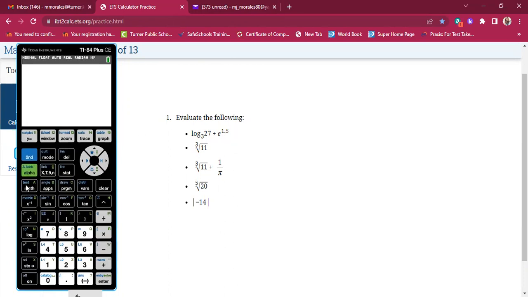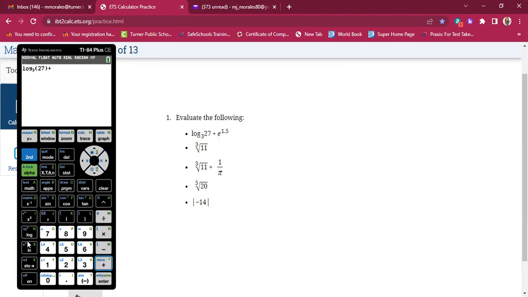So you have to press math. Math has a lot of functions. So press math and then go down by using the arrow down. Just choose log base. Hit enter and then write 3, then arrow right, then write 27, then arrow right again, then plus e raised to 1.5.